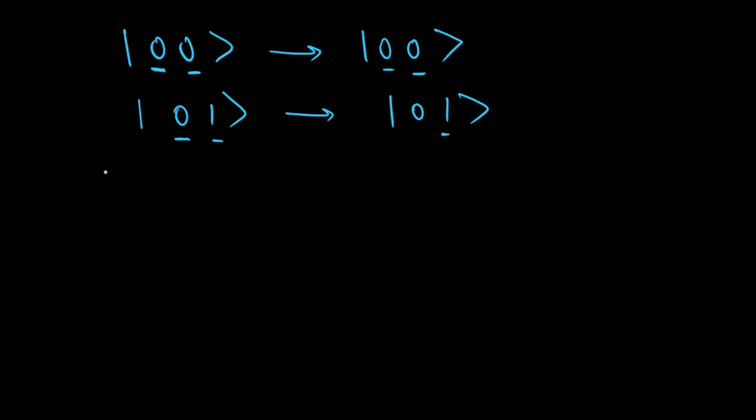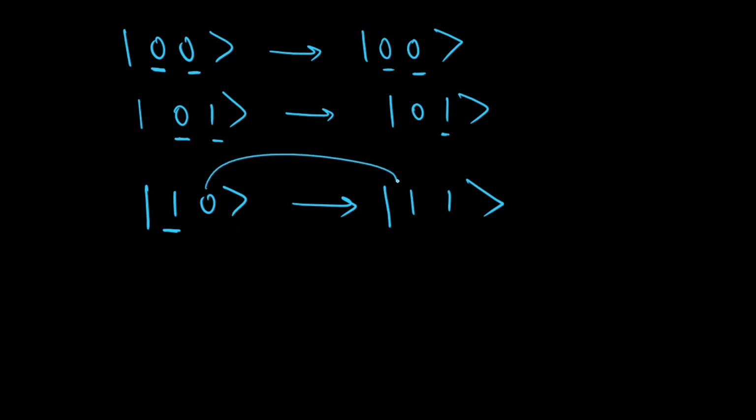For a 0 control bit, the target bit is the same. But if the control qubit is 1, the target qubit is flipped. That is, for 1,0, the output would be 1,1. For the control qubit 1, the target qubit is flipped from 0 to 1. Another example is 1,1. For the control qubit 1, the target qubit will be flipped to 0. So in a sense, it is a generalization of the classical XOR gate. That is, the target qubit acts like the output of an XOR gate.